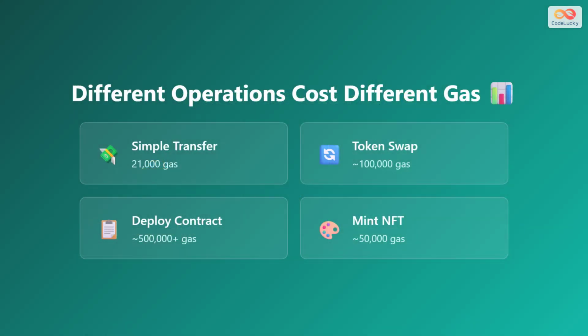Not all Ethereum transactions are created equal. A simple transfer of Ether from one wallet to another uses exactly 21,000 gas. Swapping tokens on a decentralized exchange requires around 100,000 gas because it's more complex. Deploying a new smart contract can cost 500,000 gas or more. Minting an NFT typically uses around 50,000 gas. The complexity of the operation directly determines the gas cost.